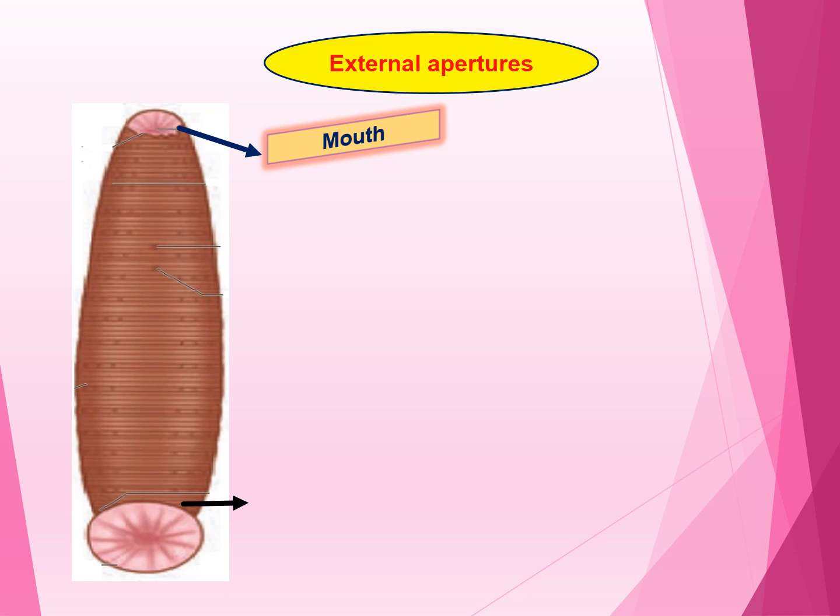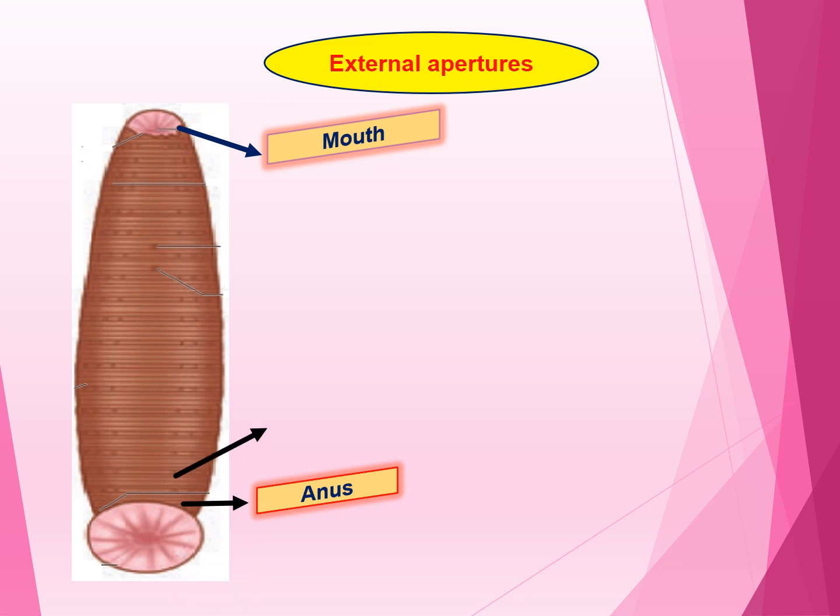The second aperture is the anus. The anus is a small aperture that opens on the mid-dorsal side of the 26th segment.